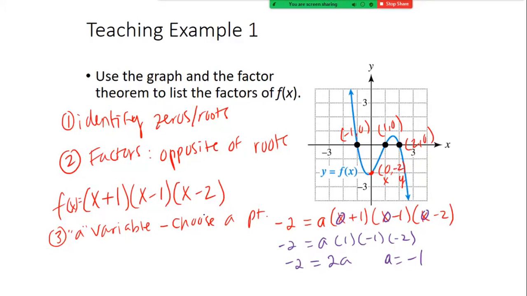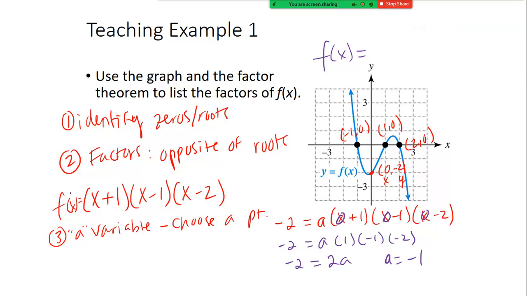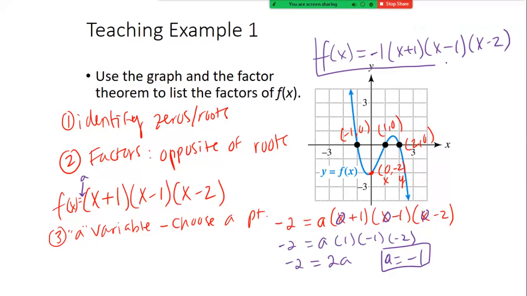That means that your exact function that fits this model is f of x equals... All right, I just want to recoup here. Right here, I should have put the A and I didn't, so there should be an A there. But now we know the value of A. And what is the value of A? -1. So the function for this is -1 times x plus 1 times x minus 1 times x minus 2. And if I were to graph this, I would reproduce that same graph.